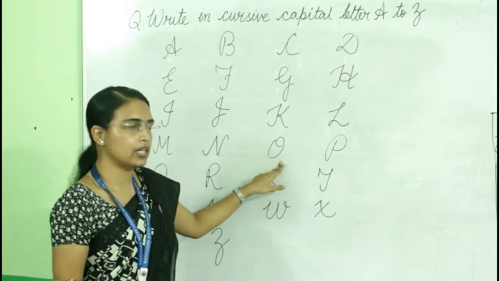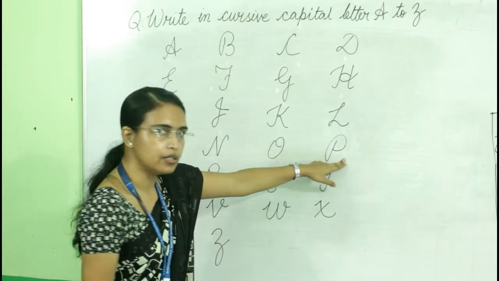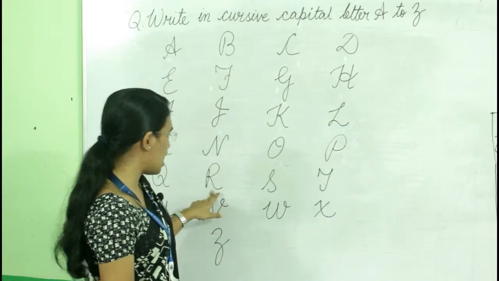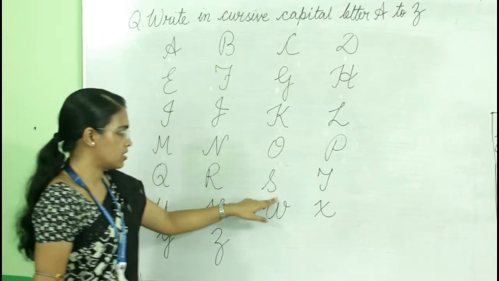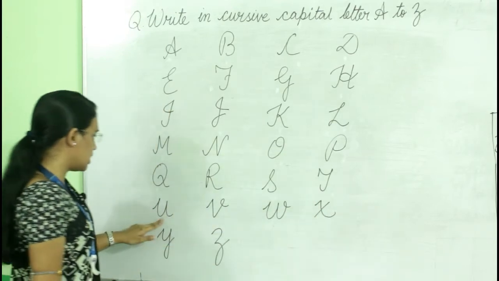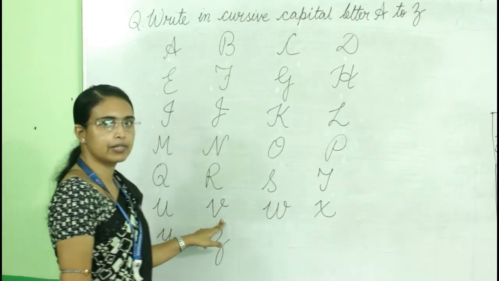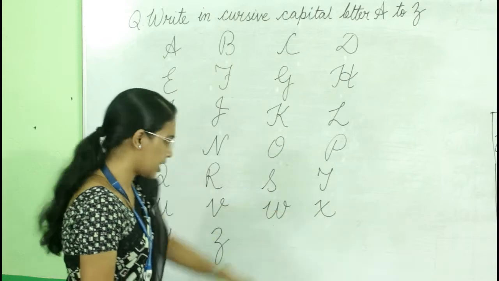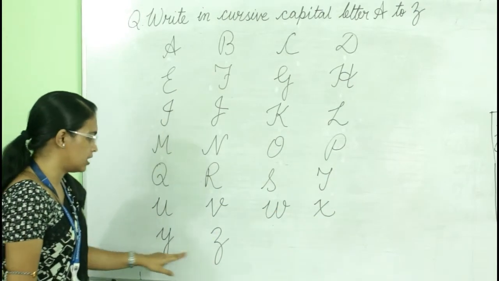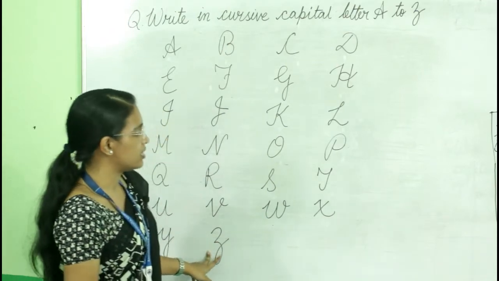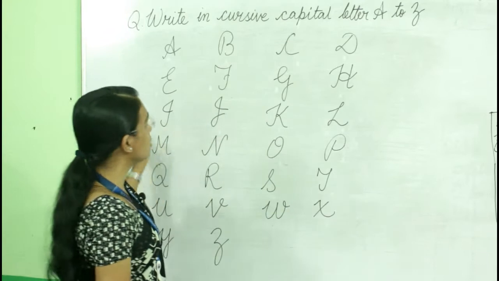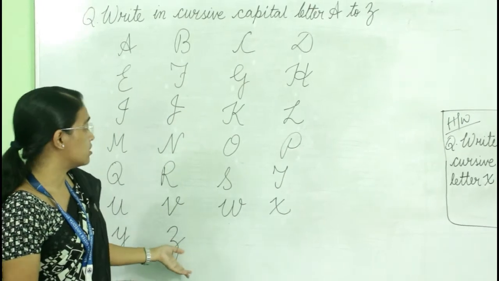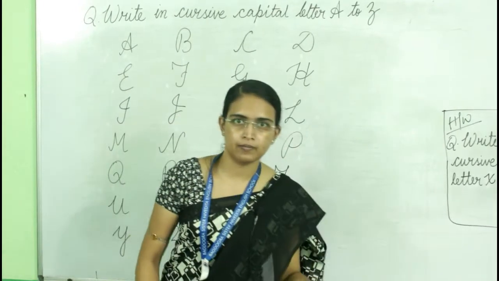This one is cursive capital letter O, P, Q, R, S, T, U, V, W, X, Y, and this one is cursive capital letter Z. So today we have done all the letters from cursive capital letter A to cursive capital letter Z. So practice this at home. Okay.